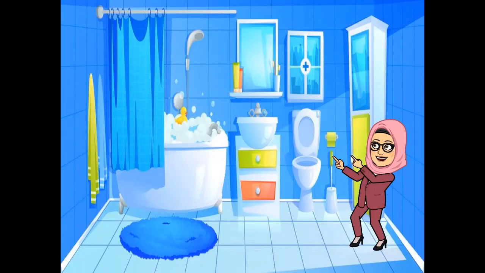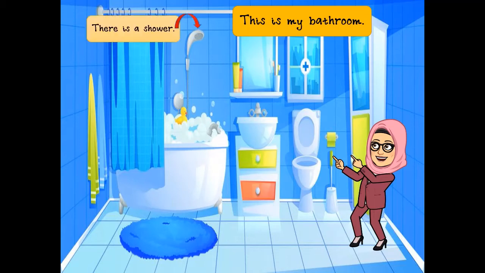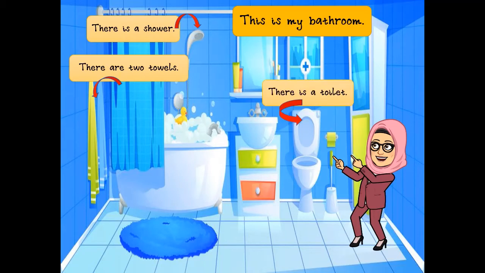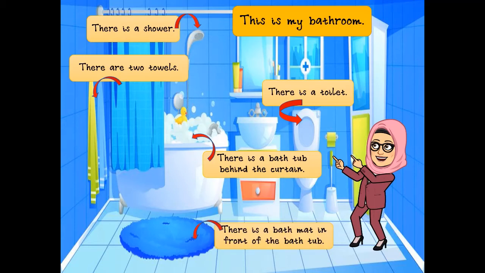Yeah, where are we now? So, this is my bathroom. This is my bathroom. Inilah bilik air saya. Okay, so what do I have in my bathroom? There is a shower. There are two towels. There is a toilet. There is a bathtub behind the curtain. There is a bath mat in front of the bathtub.